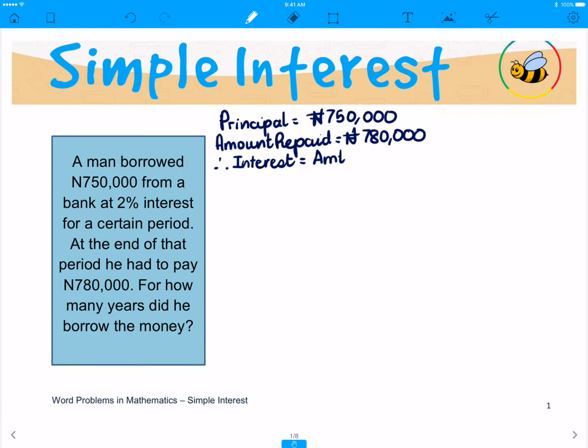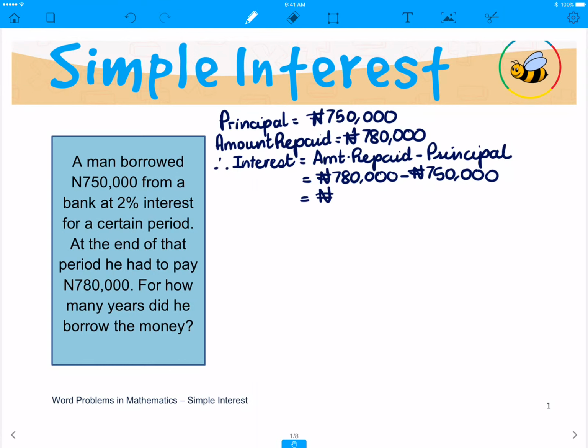amount repaid minus principal, that is 780,000 minus 750,000, meaning that the actual interest that he paid was 30,000 naira. Now this doesn't solve the question, it just gives us the interest.